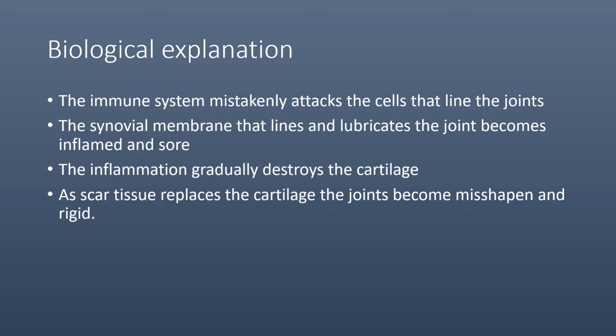So the immune system mistakenly attacks the cells that line the joints, and this is the main problem. The synovial membrane that lines and lubricates the joints becomes inflamed and sore. So if you remember, going back to the synovial joints, the importance of reducing the friction by having this lubrication, if this becomes inflamed and sore, then it's not doing its job and it will affect your joints.